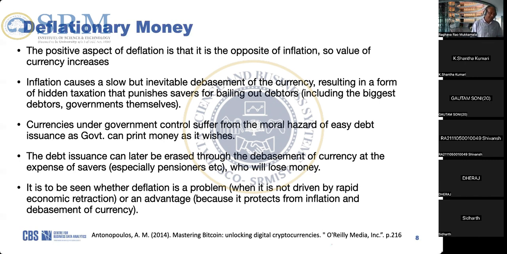So it remains to be seen whether deflation is a problem, especially in Bitcoin, or whether it is an advantage because it protects from inflation and debasement of the currency. Of course, I'm not talking about the volatility of the currency. Volatility is something different, like the price of Bitcoin going to 67,000, 70,000, and then dropping to 20,000. These are different kinds of things. But a growth in the value of the currency is seen as either good or great harm.